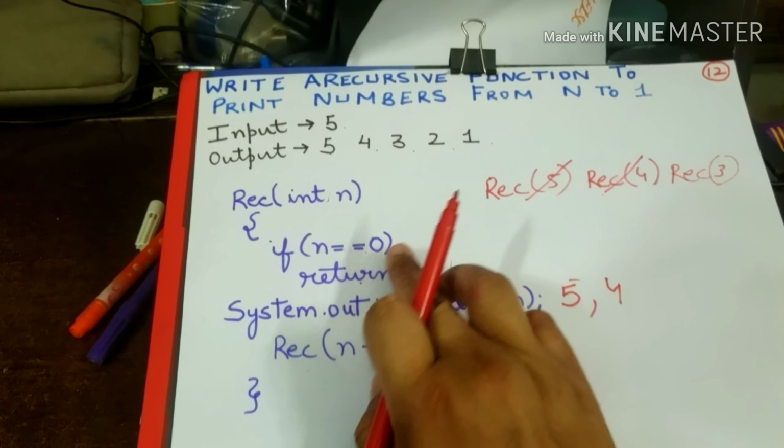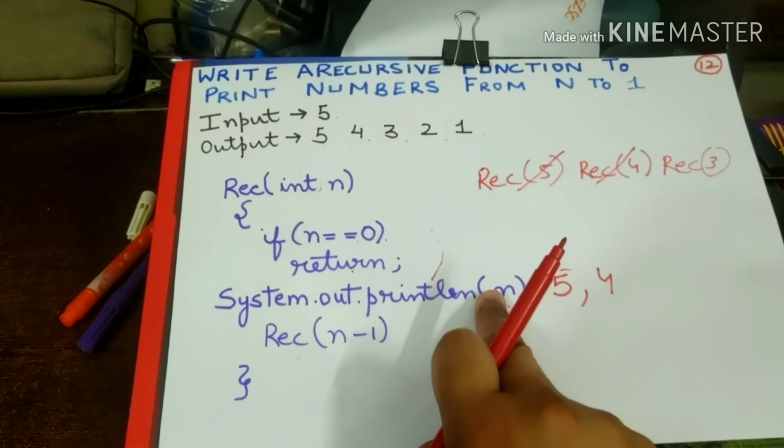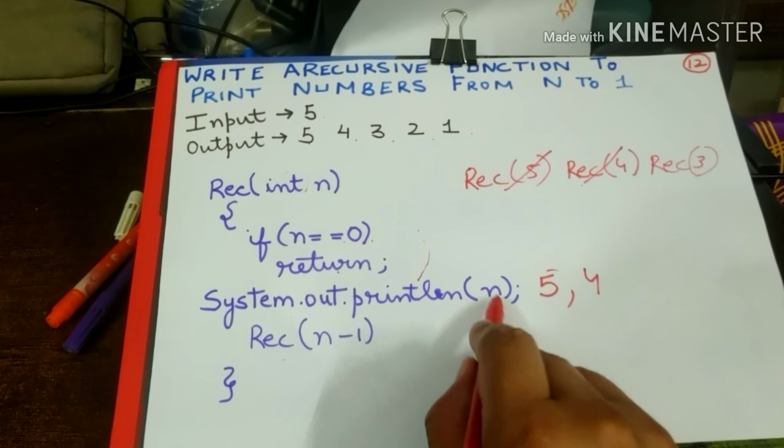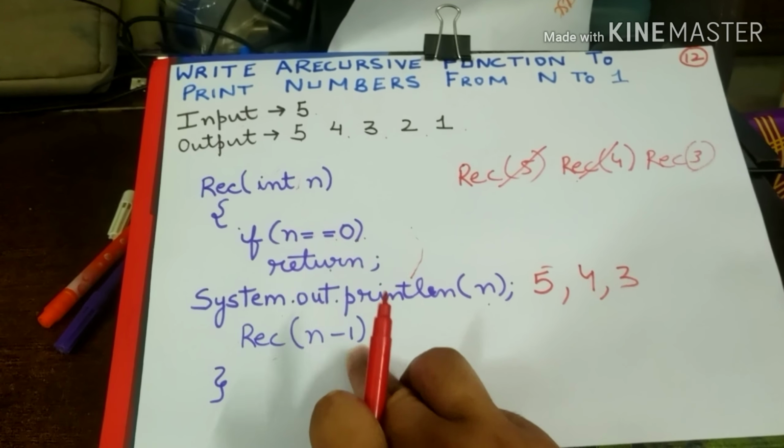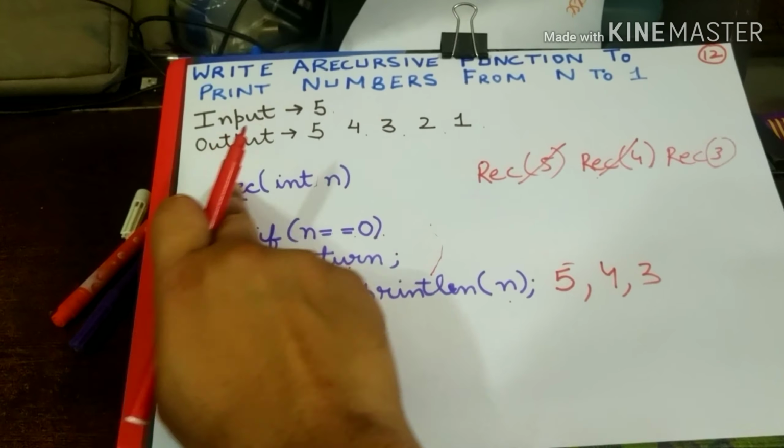Is 3 equal to 0? No, so it will go to this statement. So this will print the 3. Now rec(3 - 1), that is rec(2). Now the rec(2) method will be called.